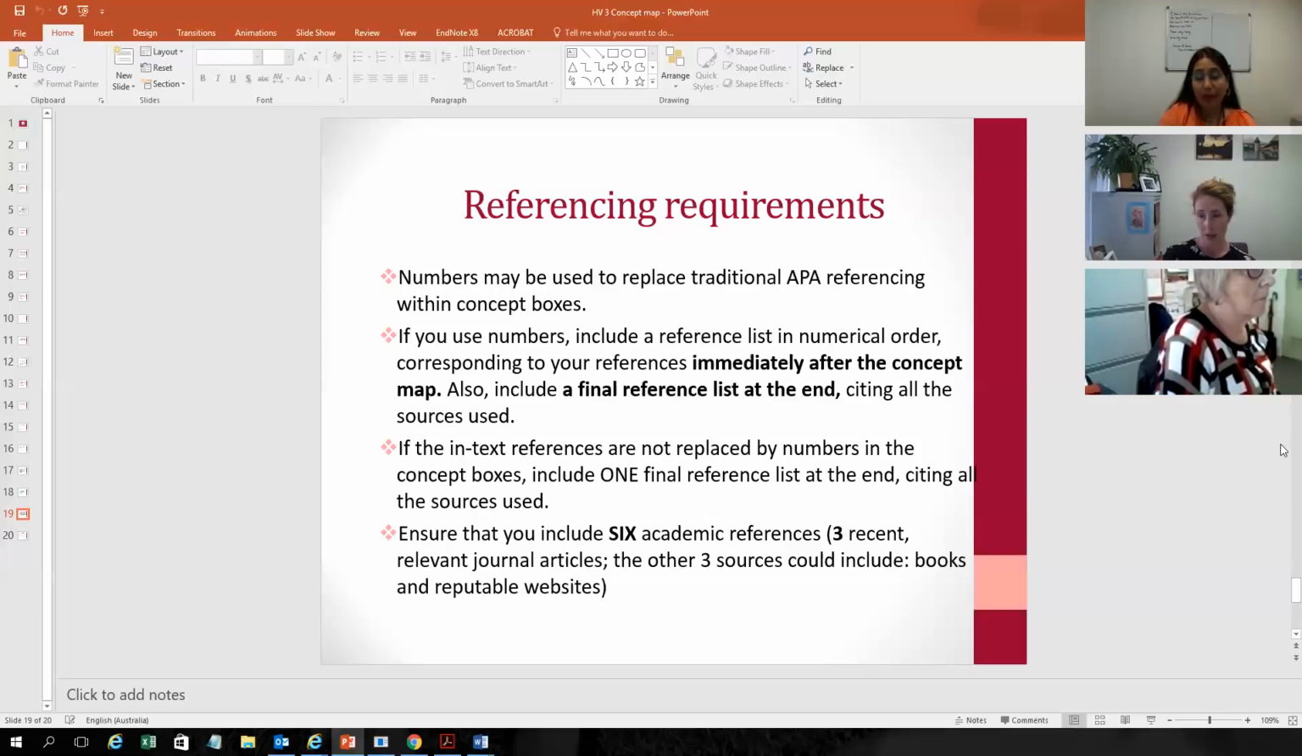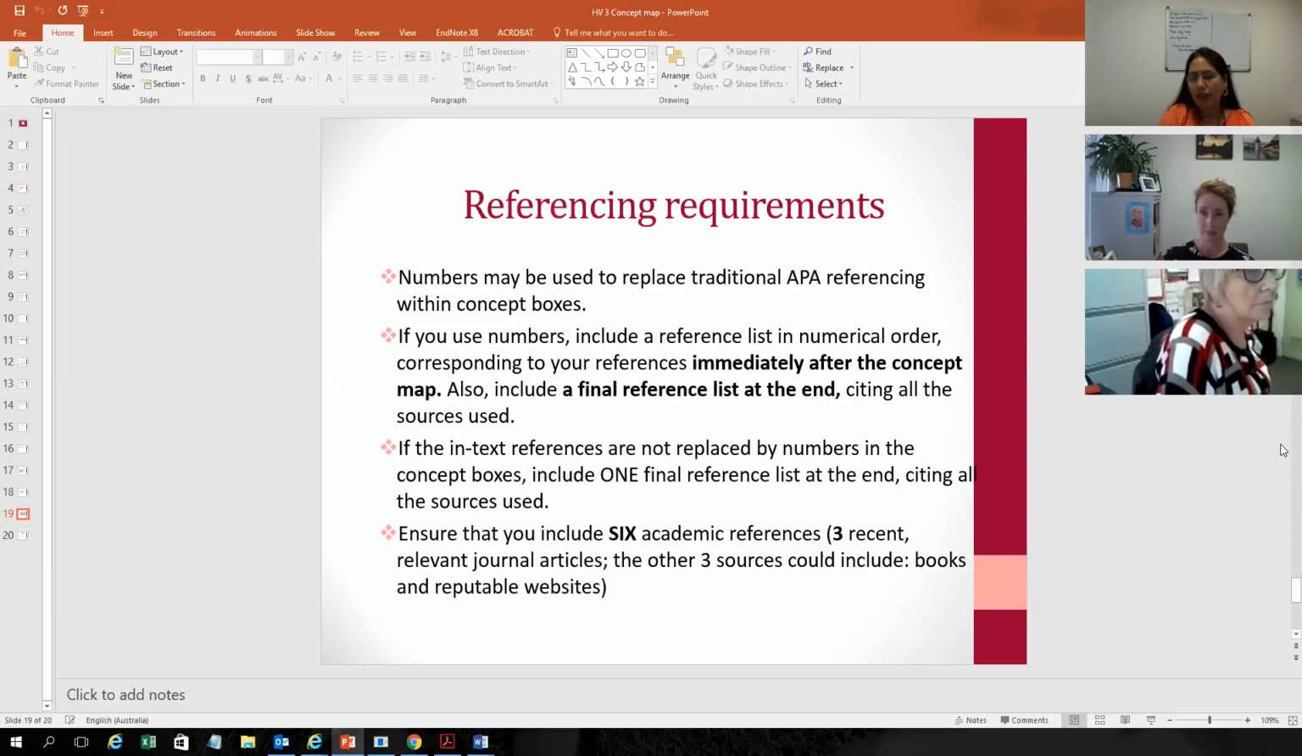So 6 academic references, everyone. 3 journal articles, and the other 3 should be books and reputable websites. And there are a few comments that you're finding it difficult to get sources for this particular assignment. Even if you go into the library and ask the librarians to do a literature search on that particular topic, I'm sure they will be able to assist you in selecting some sources. So that's another source of help as well. I think that's about it.